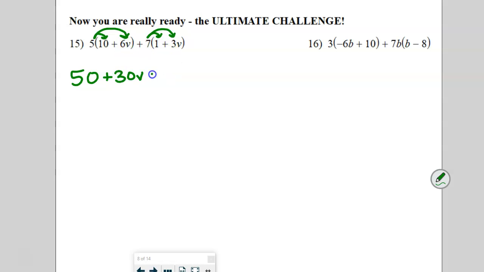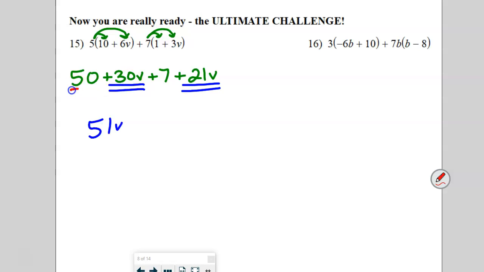And then positive 7 times 1 is positive 7. And positive 7 times positive 3v is positive 21v. And that would be awesome if we're done, but we're not. Take a closer look. We do have some like terms. We have some v terms. They have v to the first power on both of these. So those are like 30v plus 21v, better known as 51v.